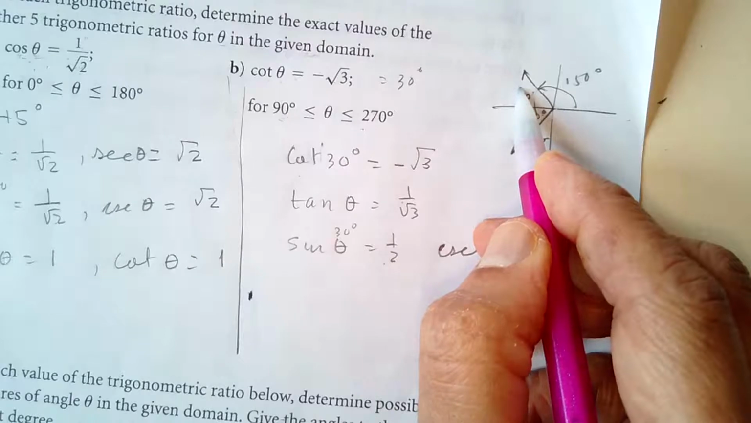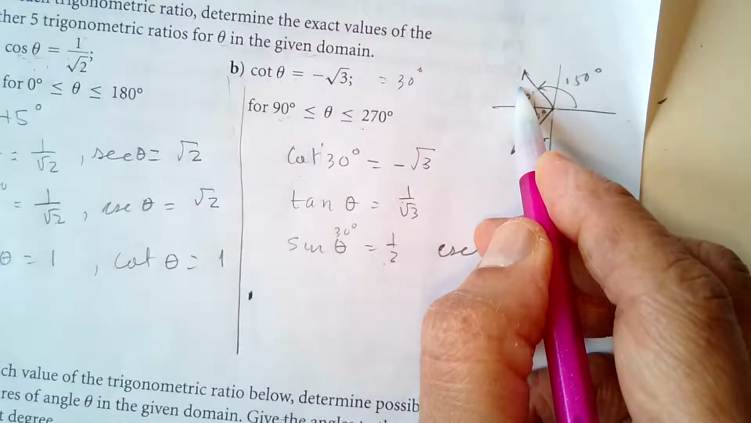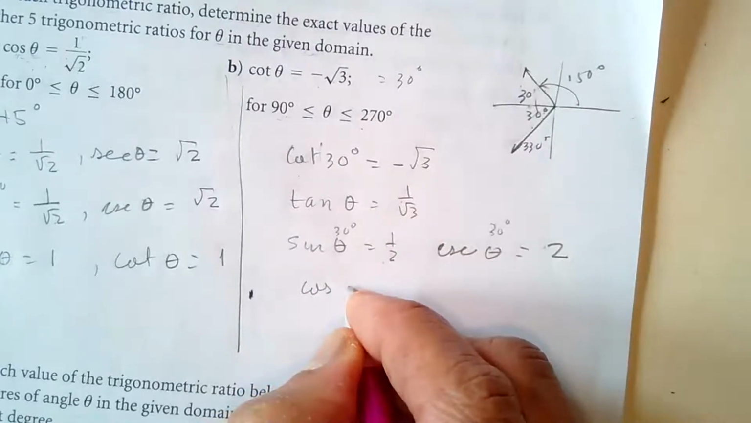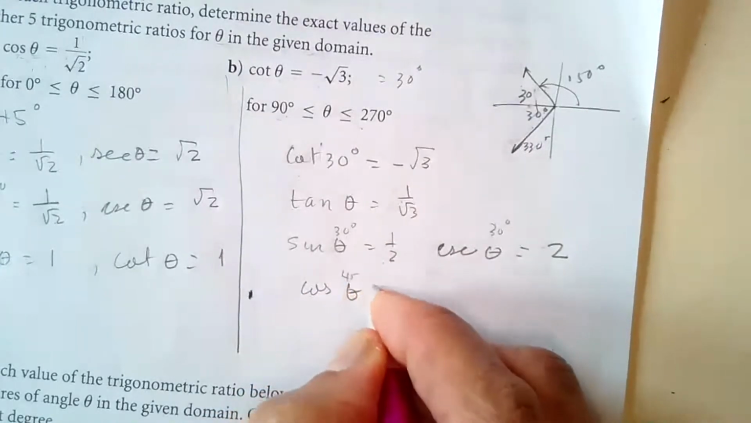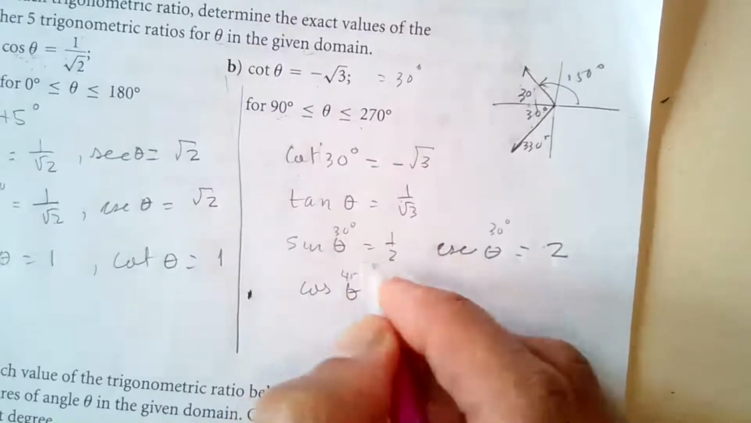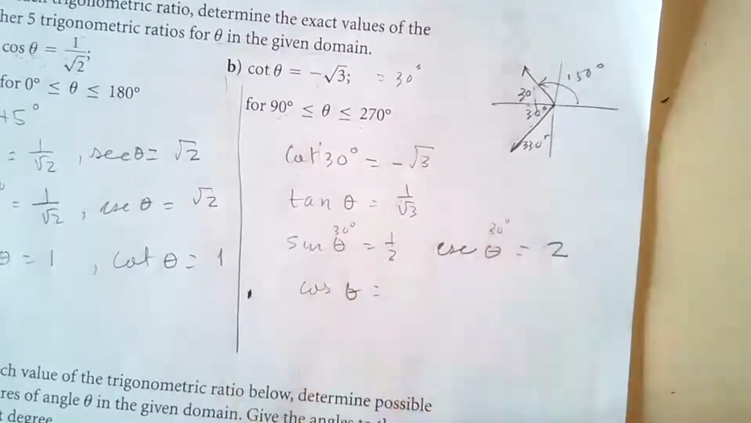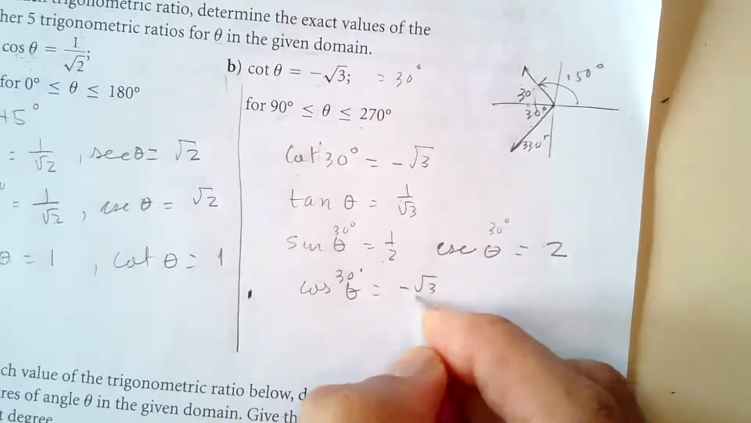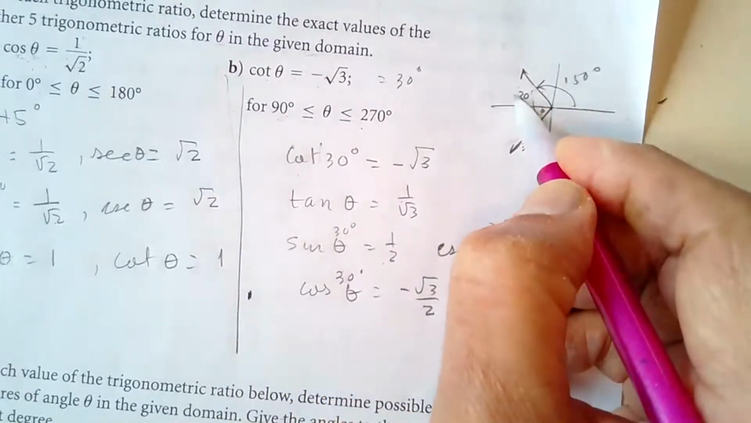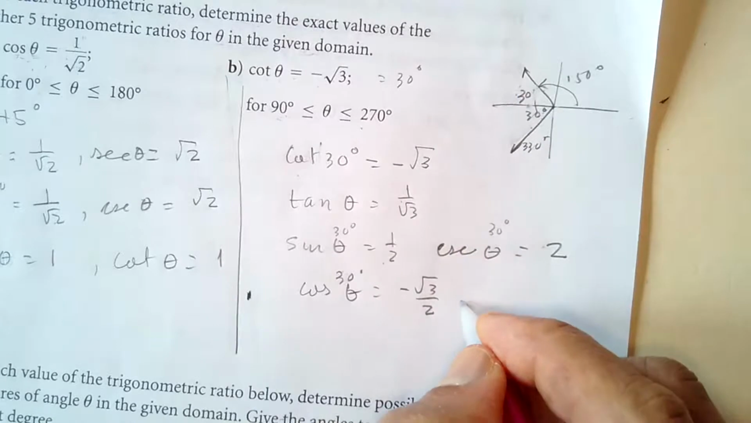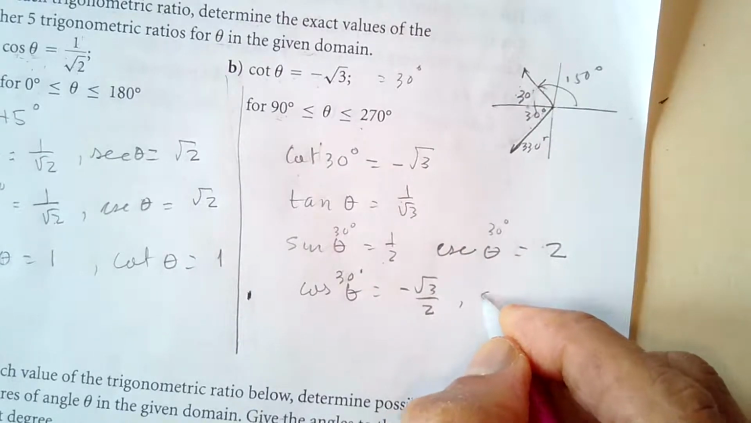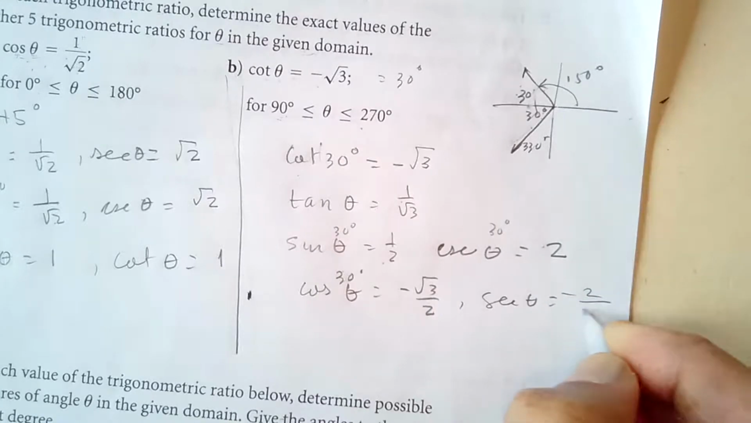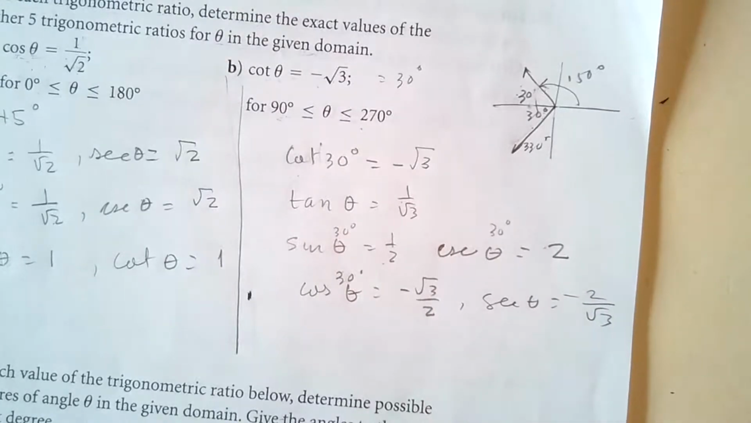Okay. Then we have cos theta, which is 45 degrees. Oh, so 30 degrees, not 45. 30 degrees. And that would give us negative root 3 over 2 because it is negative in this quadrant here. And secant theta would be negative 2 over root 3. Make sure you got this all right here.